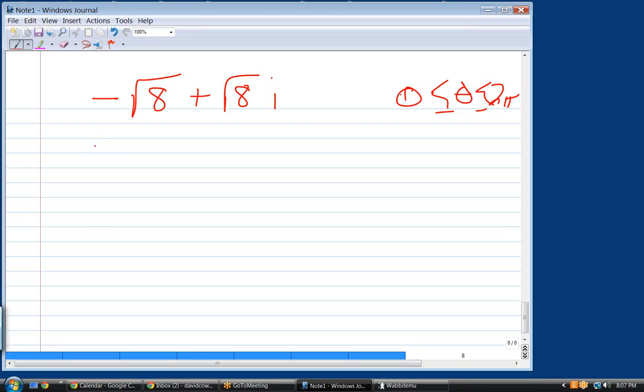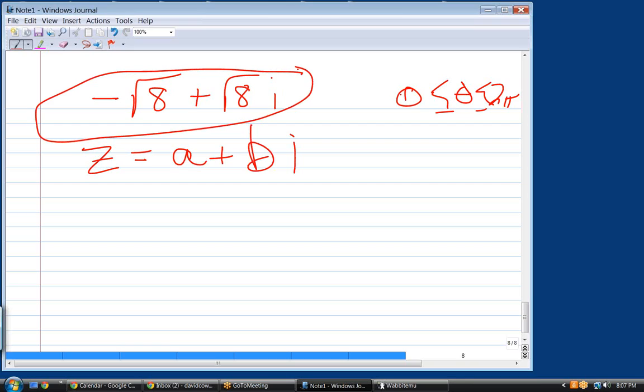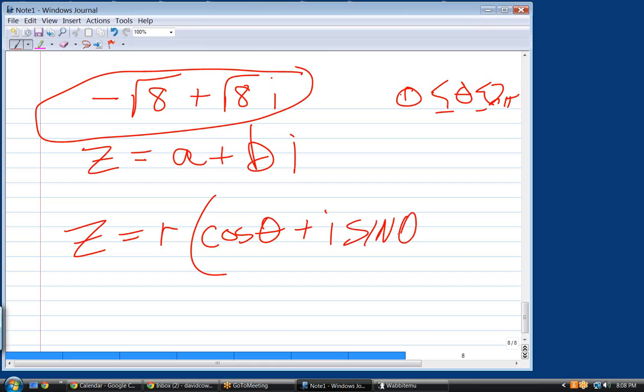All right, here's the formula. If z is equal to a plus bi, and that's the form we're looking at there, then the trigonometric form is z equals r times the cosine of theta plus i times the sine of theta, where a equals r cosine of theta, and b equals r sine of theta.